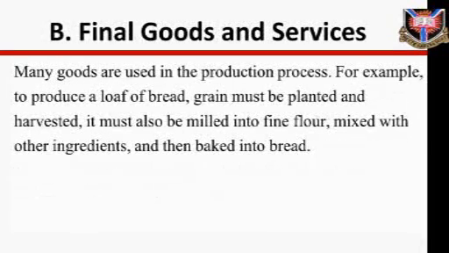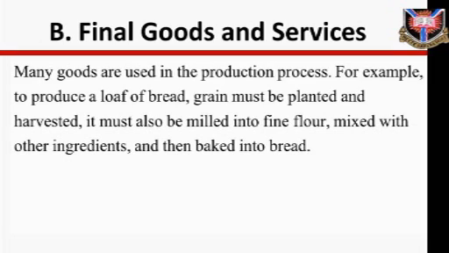Final goods and services. It should, however, be noted that not all goods and services that have a market value are counted in GDP. GDP includes only those goods and services that are the end product of the production process, which are called final goods and services. Many goods are used in the production process. For example, in order for a baker to produce a loaf of bread, grain must be planted and harvested.